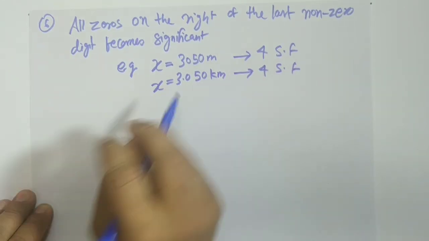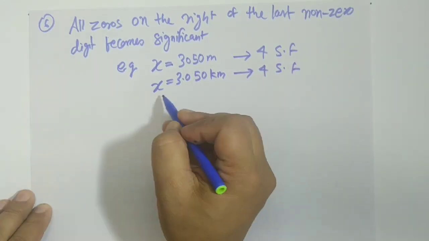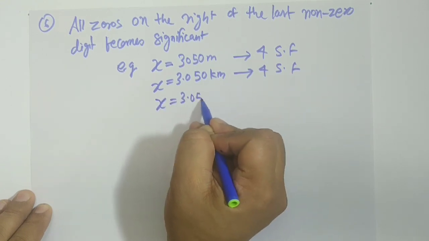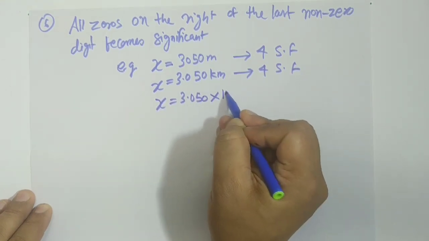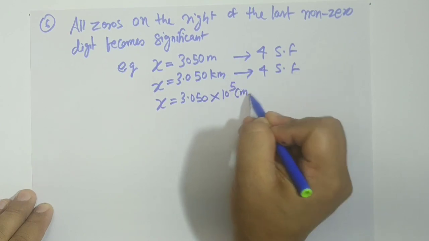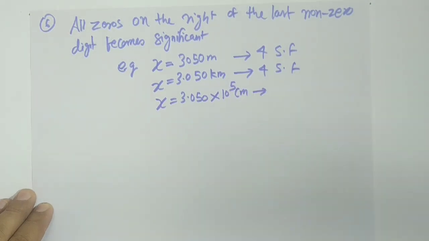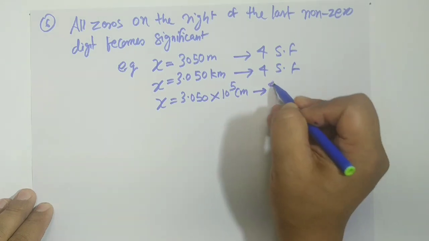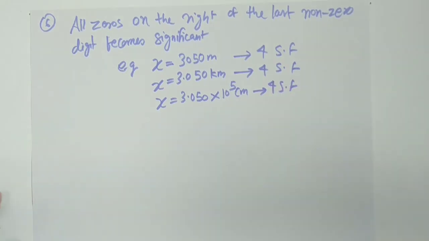Even I can write it in this way, or even I want to write 3.050 into 10 to the power say 5 centimeter. Now certainly I can say that again it has the same thing, 4 significant figures. So this is another example which we can give.